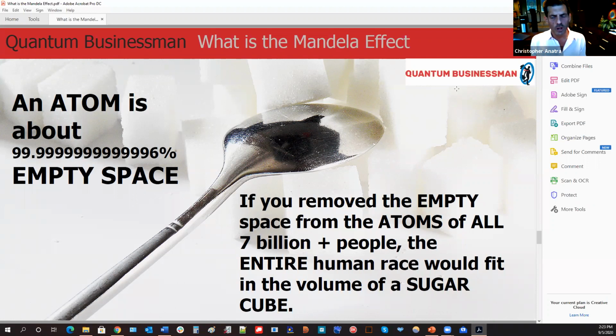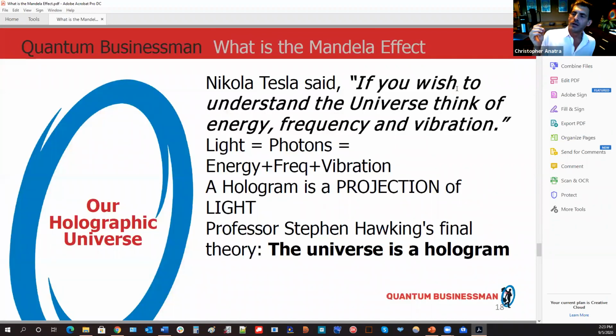And that's something that we're all taught in high school, et cetera. That's a fact we all know, but we just never connect the dots all the way. Tesla said, if you wish to understand the universe, think of energy, frequency, and vibration. And light are photons. Photons are energy, frequency, and vibration. And a hologram is a projection of light. And even Professor Stephen Hawking's final theory is the universe is a hologram.